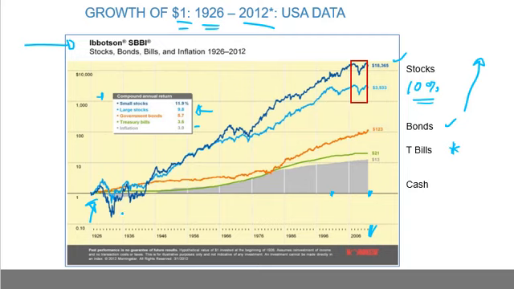So you can see that if I started with $1 in 1926, it's growing quite substantially to 2012 to approximately $3,500. And you can see small differences in percentages. That's the beauty of compounding. If it's invested in small stocks, then the growth of your capital is quite dramatic.